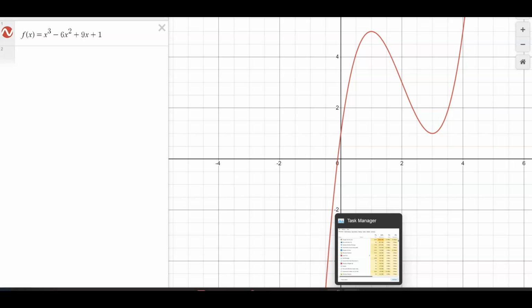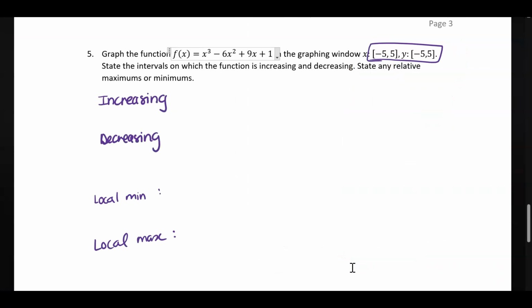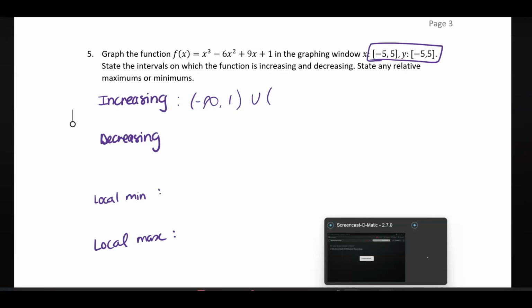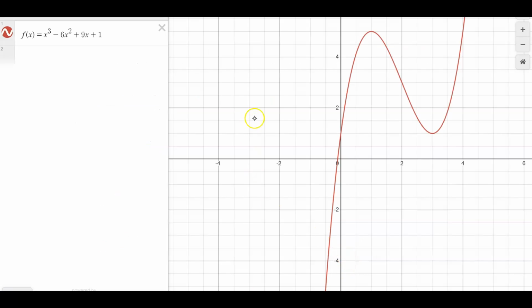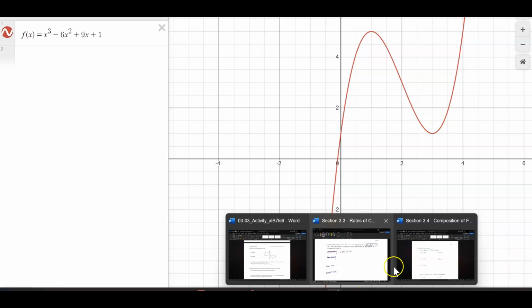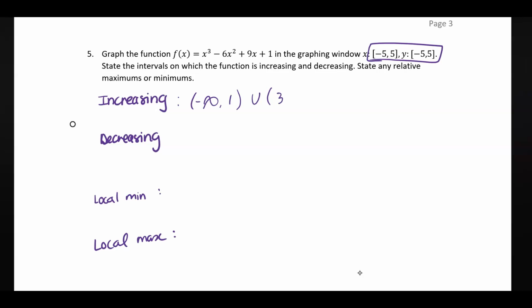So let's write all of that down. We are going to be increasing in the interval from negative infinity, I believe it was to 1. We'll check that right now. And then union. So negative infinity all the way to 1, and then we are increasing again from 3 to positive infinity. We are decreasing then in the interval from 1 to 3.